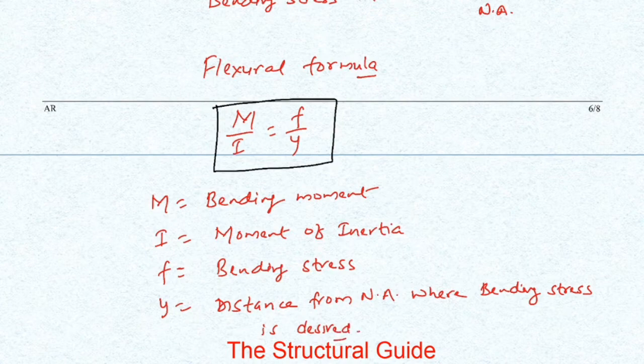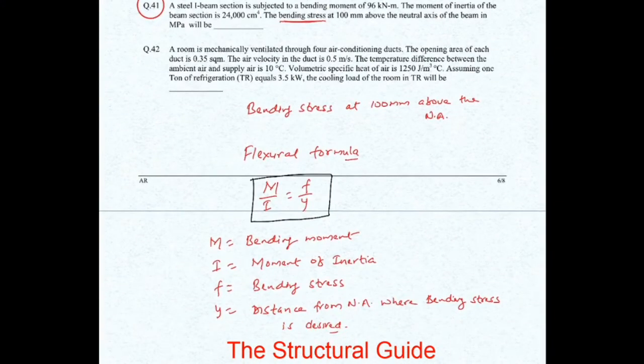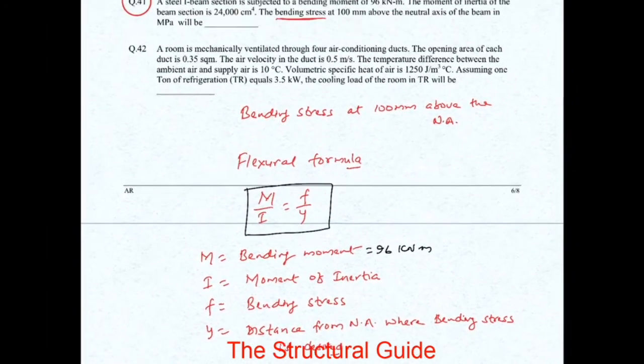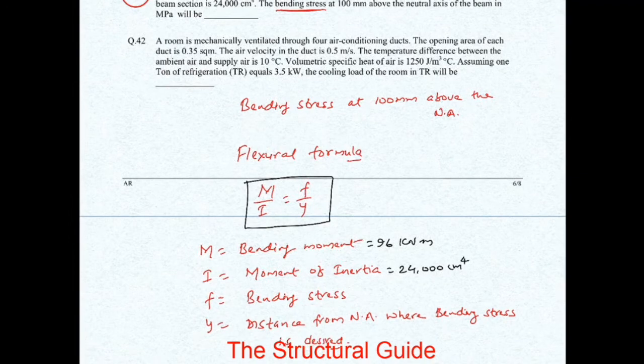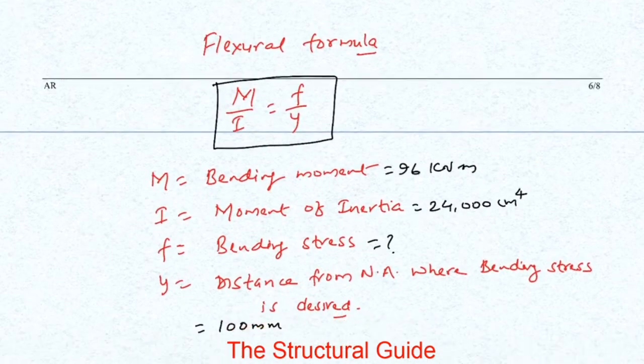So look at this question. Bending moment is given, that is 96 kilonewton meter. The moment of inertia is given, that is 24,000 centimeter to the power 4. Bending stress at 100 mm, so y equals 100 mm, and bending stress is what I need to calculate.